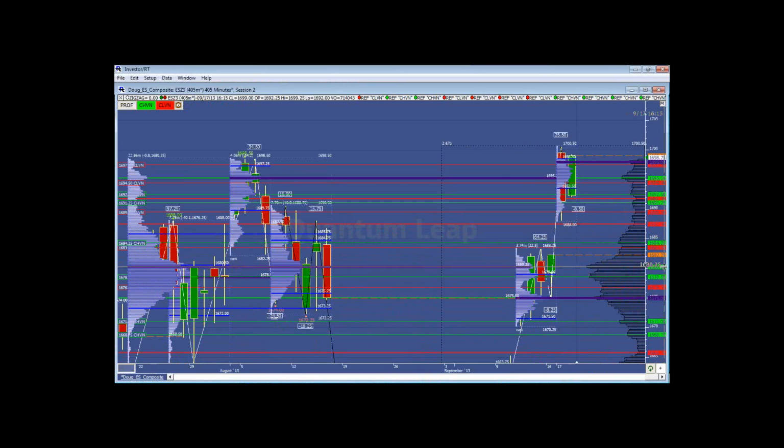You can see that we had this microcomposite balance for the 4 days, and then we popped up. We had that big gap up.